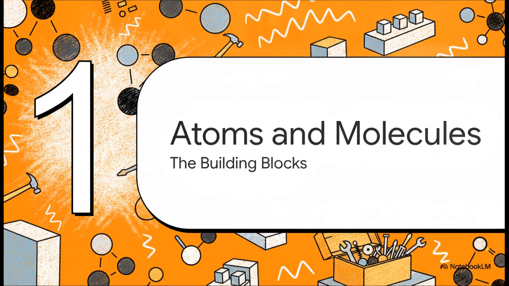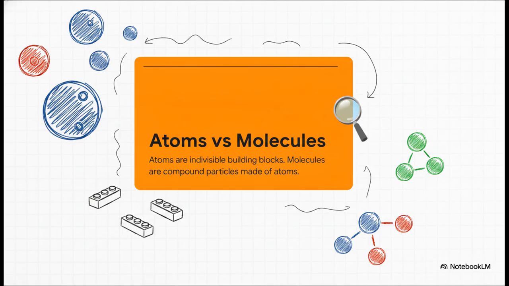Section 1. Atoms and molecules. Look, if we're going to figure out how new substances are built, we first need to know what tools nature has in her toolbox. And it really all comes down to two foundational concepts. First up, atoms. You can think of atoms as the absolute smallest indivisible building blocks of matter. They're literally the universe's Lego bricks.